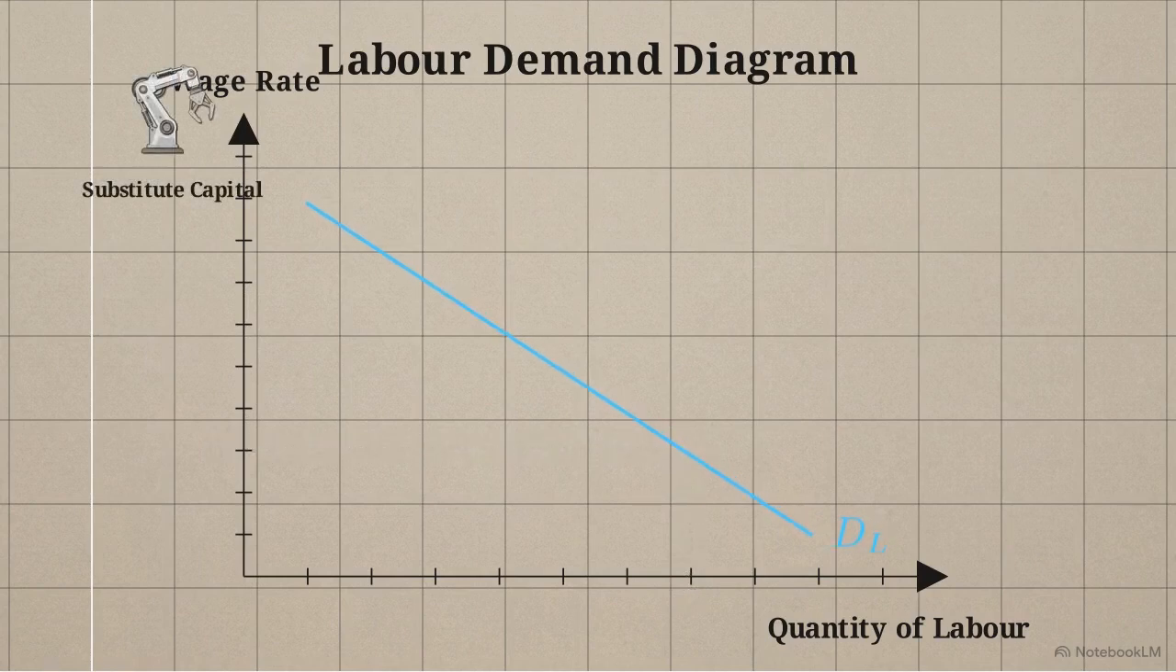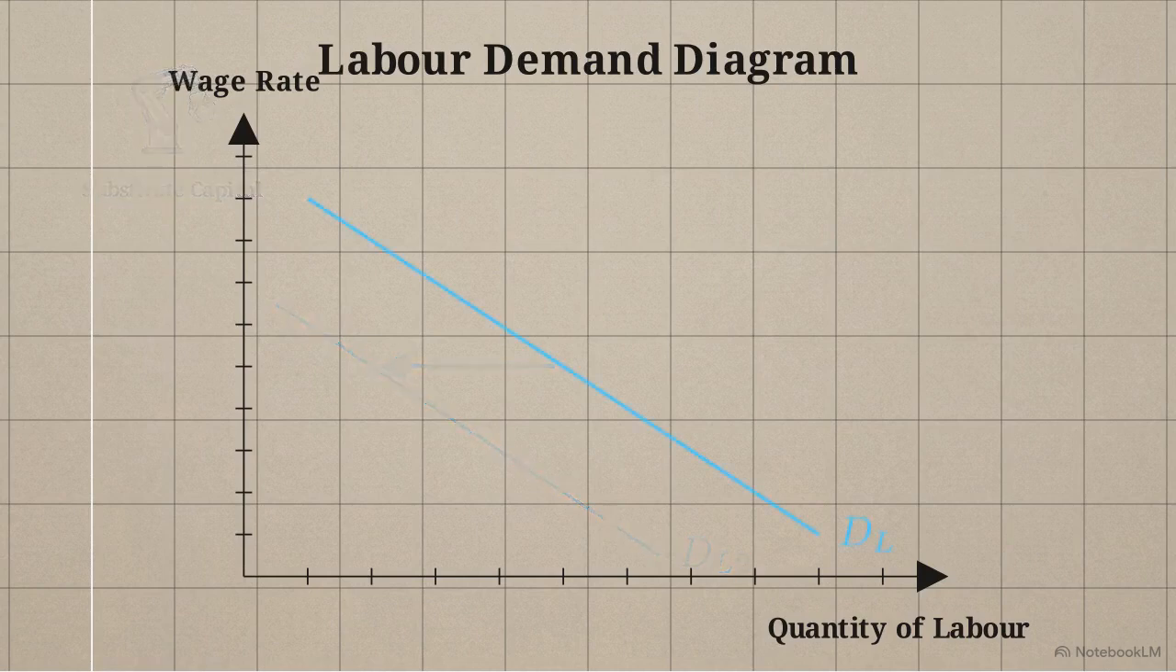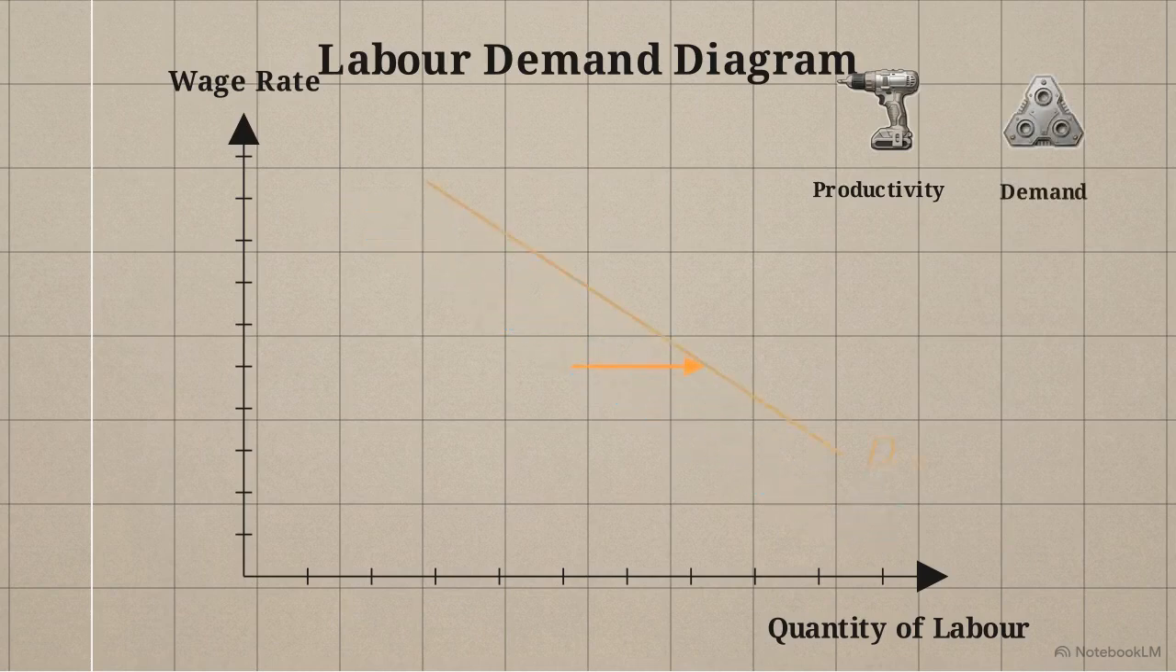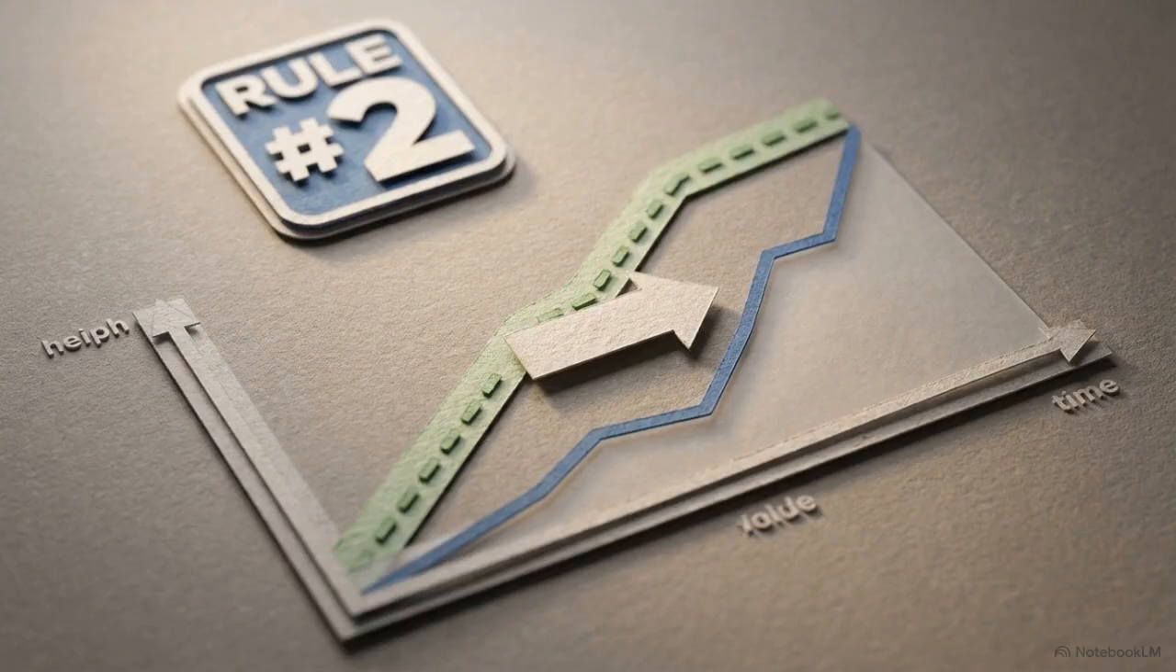But if the factory owner buys cheaper substitute capital, the entire dynamic changes. The whole curve shifts to the left. The firm now demands fewer human workers at every possible wage level. Conversely, if those workers get extra training and their productivity spikes, or if consumer demand for the final product skyrockets, the entire curve shifts outward to the right. The rule to remember here is straightforward. A change in the worker's pay causes a movement along the line. A change in their productivity, the availability of substitutes, or the final product demand causes the entire curve to shift.